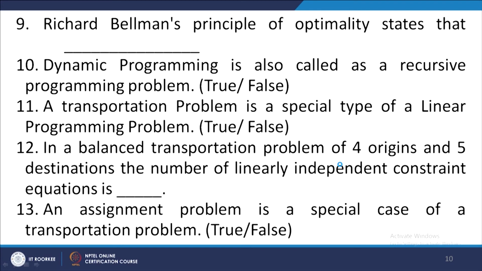Question number 12. In a balanced transportation problem of 4 origins and 5 destinations, the number of linearly independent constraint equations is dash.